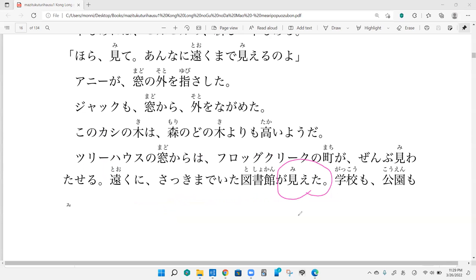見えた。What does that mean? Seen or saw. It is past tense. How is it different than mita? Mita means to have seen. Mieta, to have, I guess, scanned. Yeah, it means the ability, to have had the ability to see.